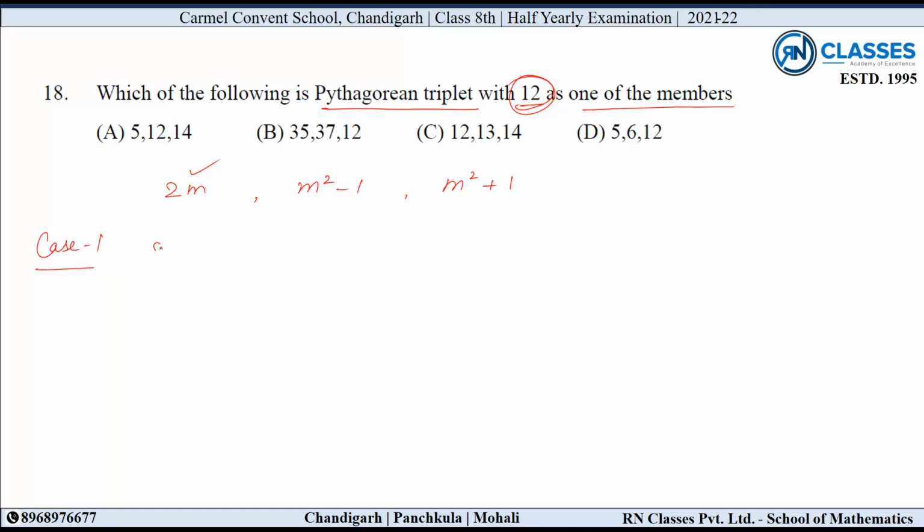2m is equal to 12. Can we find the value of m over here? Right, m is equal to 12 by 2. 2 ones are 2, 2 sixes are 12. So m is equal to 6.